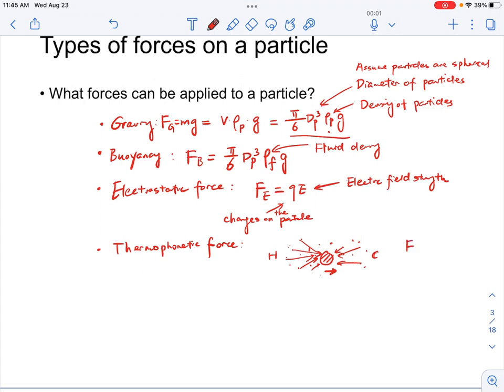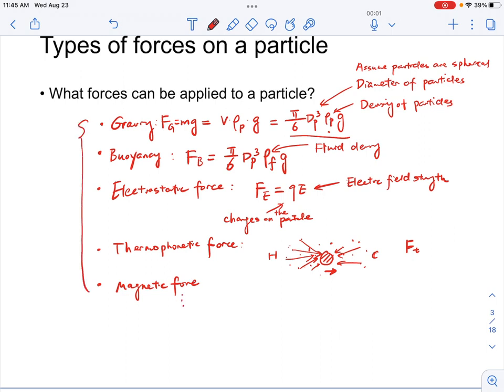So there's an equation that can describe the thermophoretic force. Okay, so we can also list, let's say, the magnetic force, and so on.